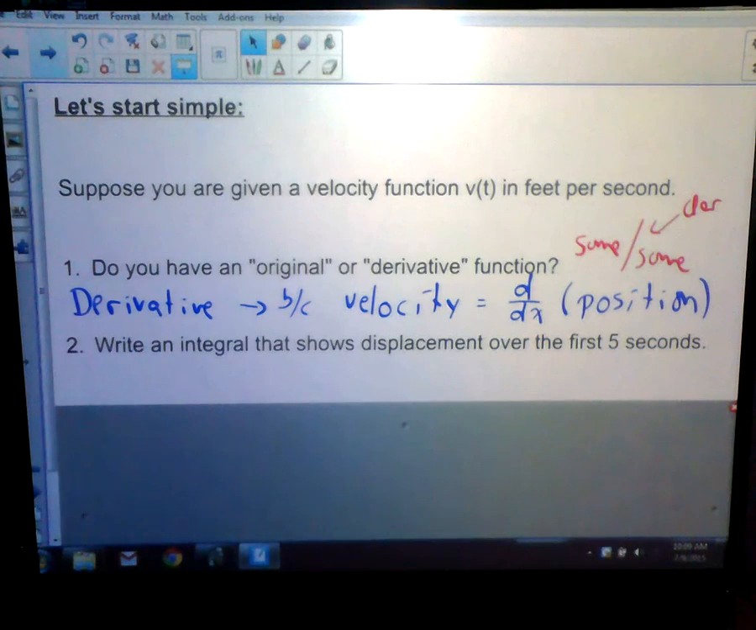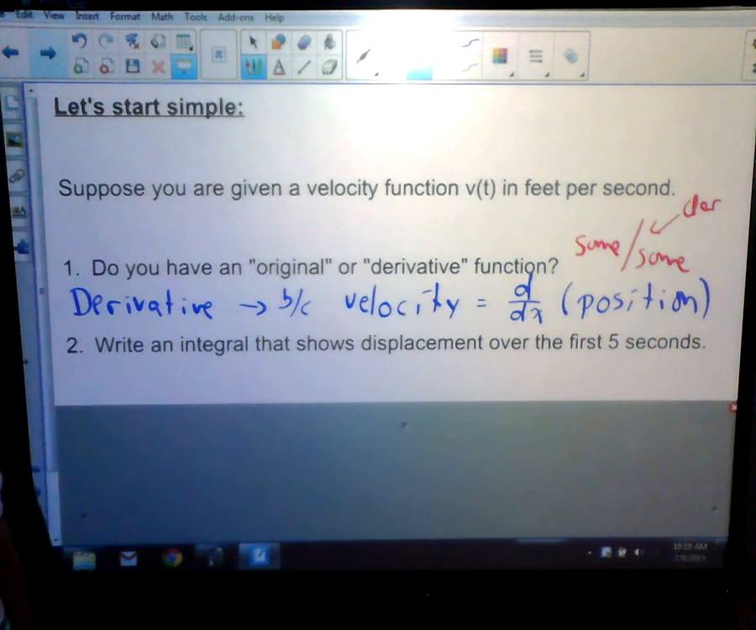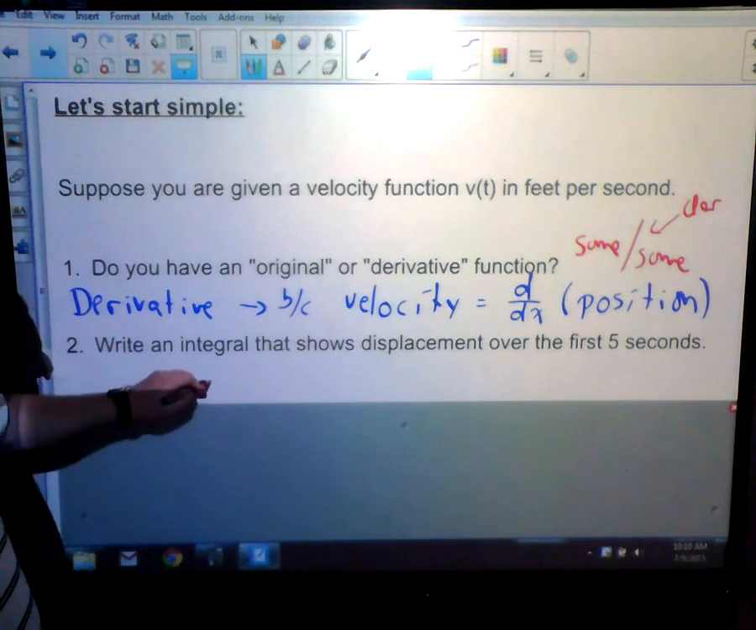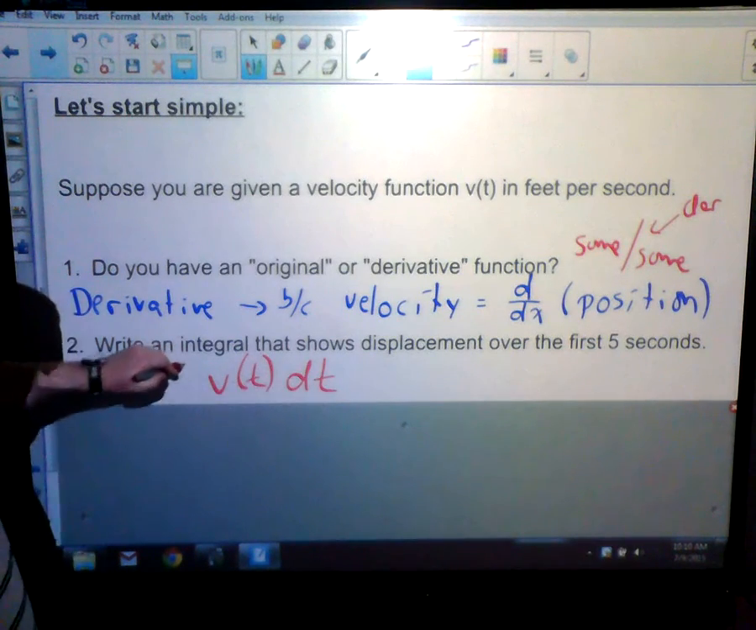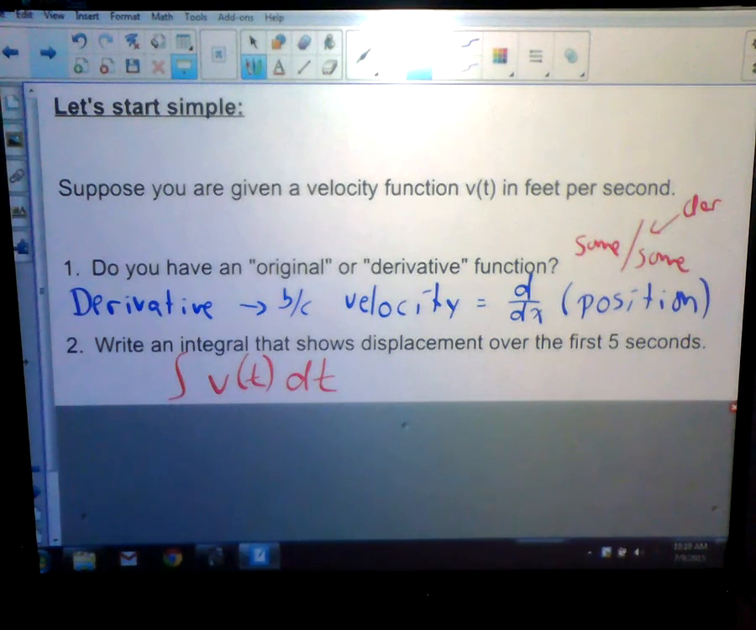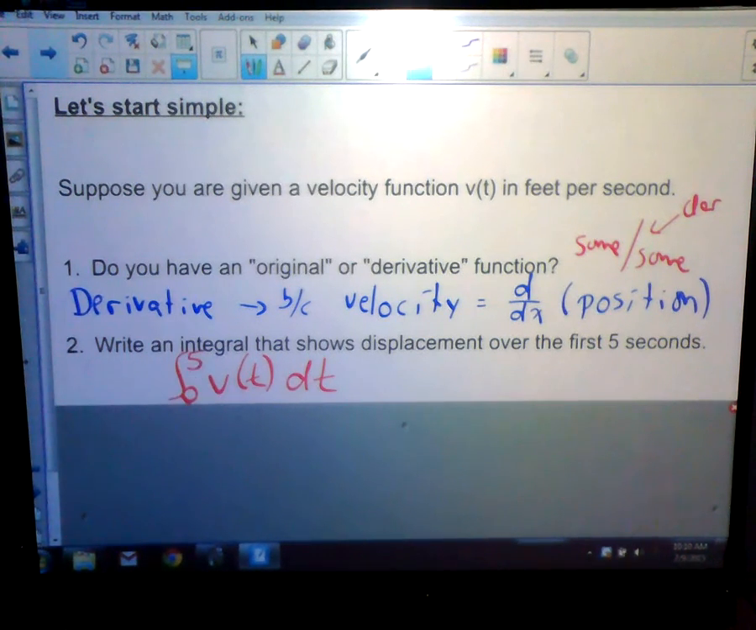Write an integral that shows displacement over 5 seconds. Well, how do I get from velocity to position? I integrate my velocity equation. If I want to go for the first 5 seconds, what are my bounds? From 0 to 5.